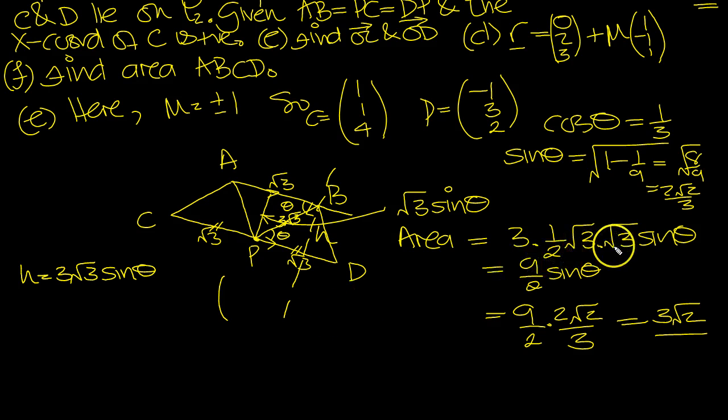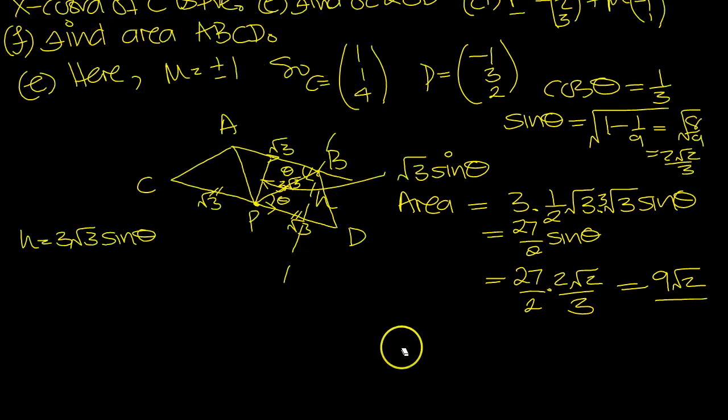Okay, so the area would be, instead of √3 sine theta, which I had before, it's 3√3 sine theta. So it would be times by 3, 27 over 2, hopefully. 27 over 2. And this would be 27, and that would be 9√2. Just scaling it by 3, because the height was 3√3. Hopefully that's okay now. Yep, that looks good.